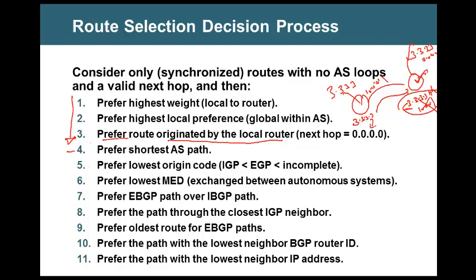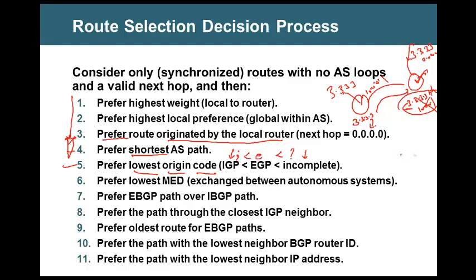Which one does it prefer? It prefers the shortest AS path. Or if there is a tie in this, only then it goes to the next one, origin code. This is different. What is origin code? Lowest origin code is preferred. This is called I. This is called E. I is lower than E, and E is lower than question mark.